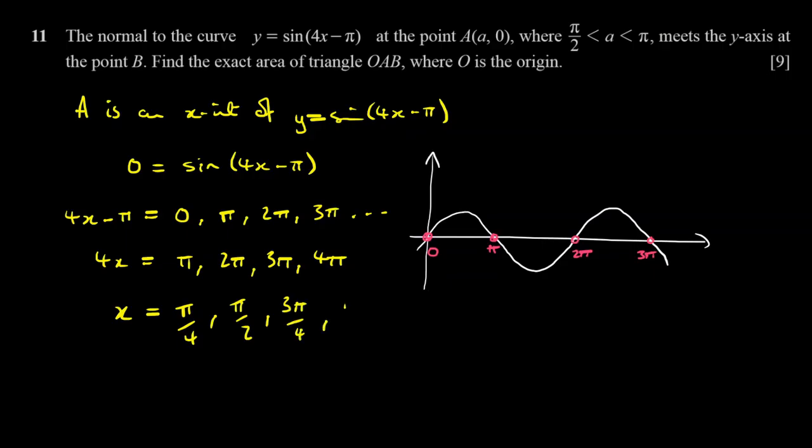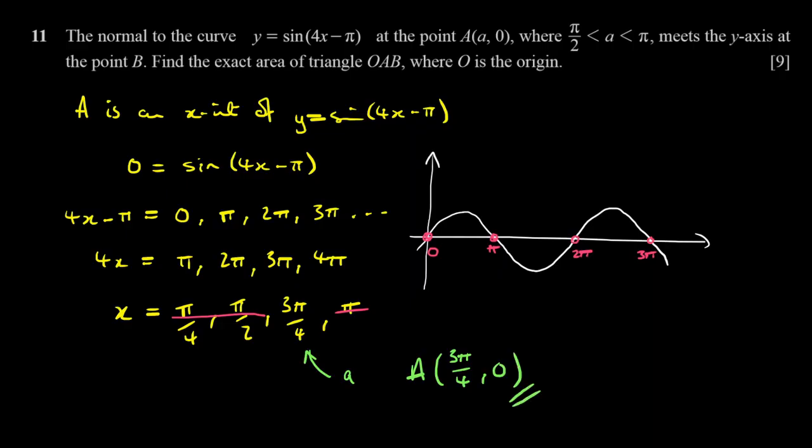And this becomes pi. Now, if we read our question, we are told that the point A is between pi by 2 and pi, but it doesn't include pi by 2 or pi. So what we've got here is that our answer A must be this one. Okay, so all the other values are excluded. We're not this one or this one. This thing here is our coordinate A. Okay, so A is the point 3 pi by 4, comma 0.